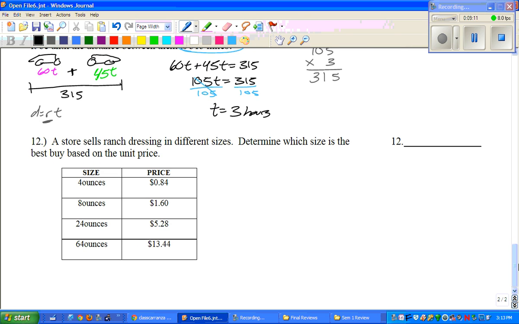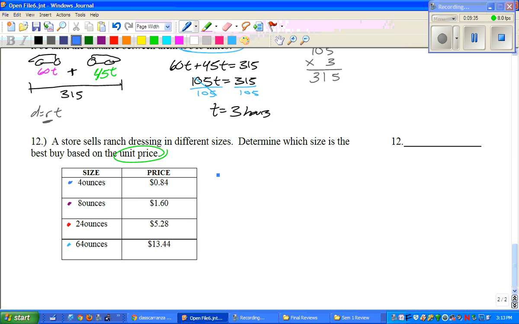All right. A store sells ranch dressing in different sizes. Determine which size is the best buy for the unit price. Okay, we talked about unit price on the front side of this review. So just to help us, I'm going to color code each one of these so we know which one is which.